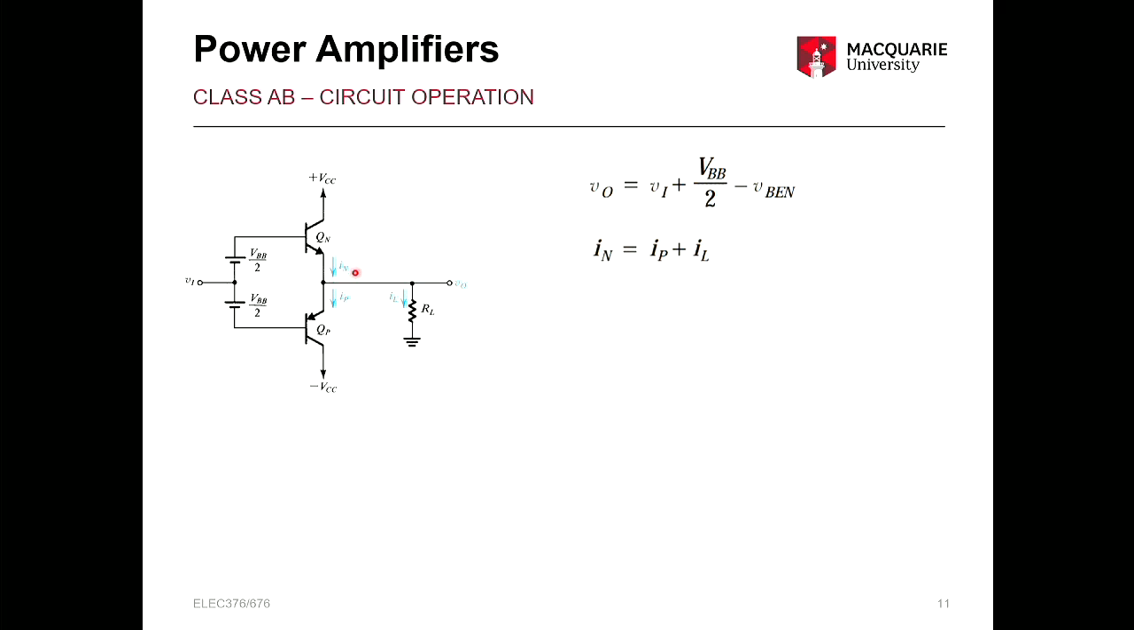Now we can see again just from the diagram, IN is going to be equal to IP plus IL, okay? So that's a straightforward relationship. And again, from the symmetry of this circuit and the fact that we have common nodes here and here, we can say that our VBE-N plus our VBE-P must equal VBB, okay?